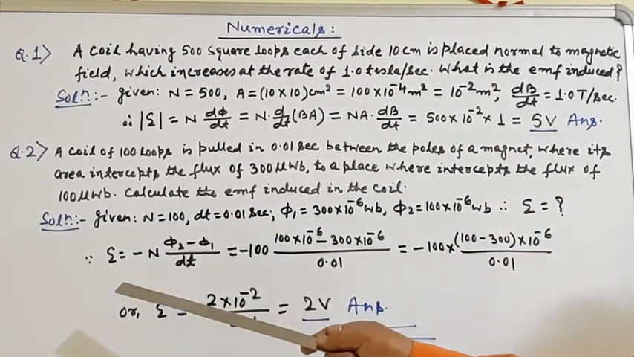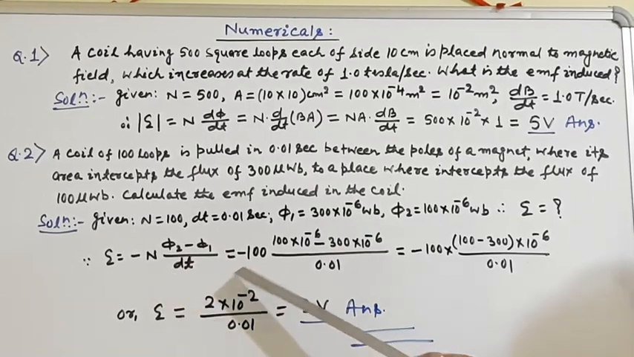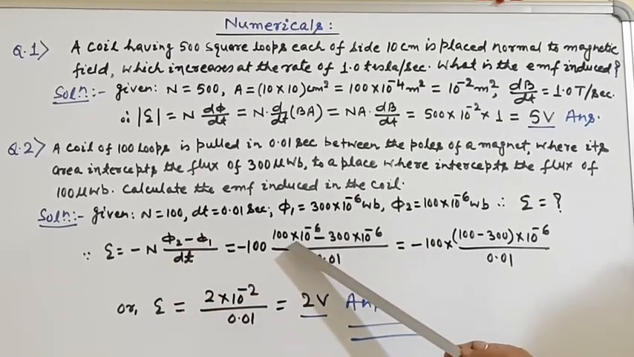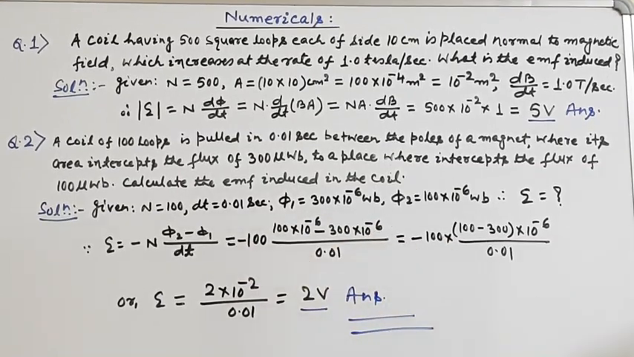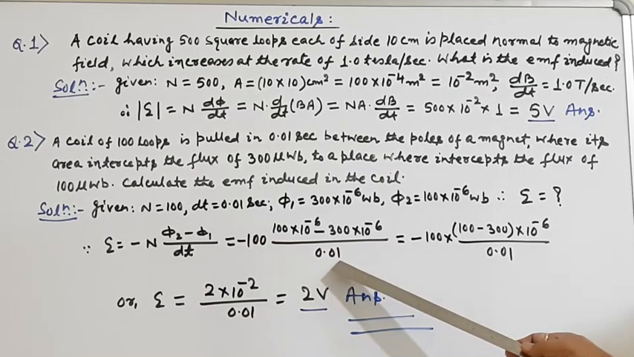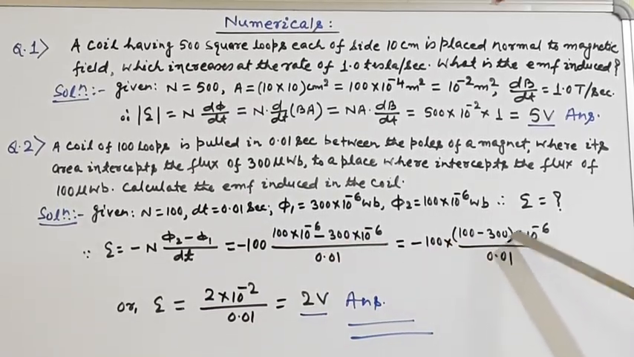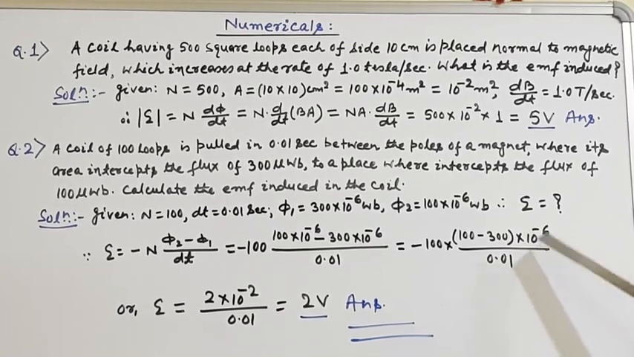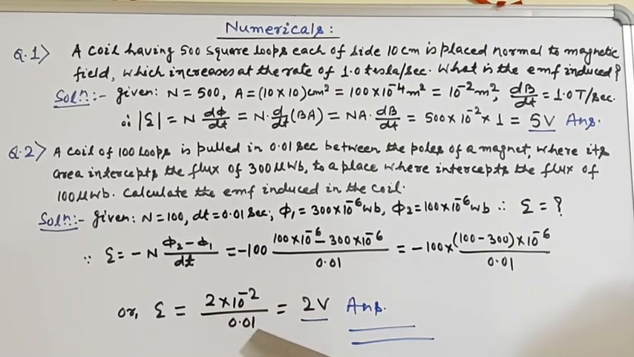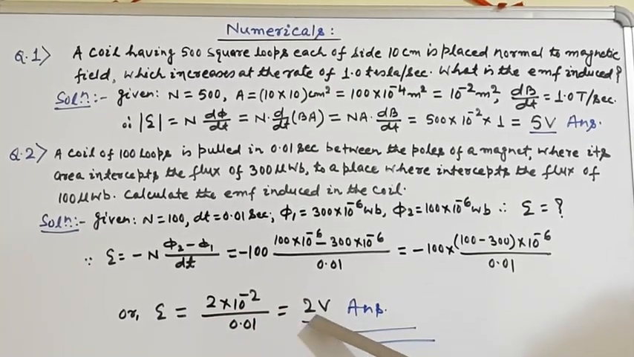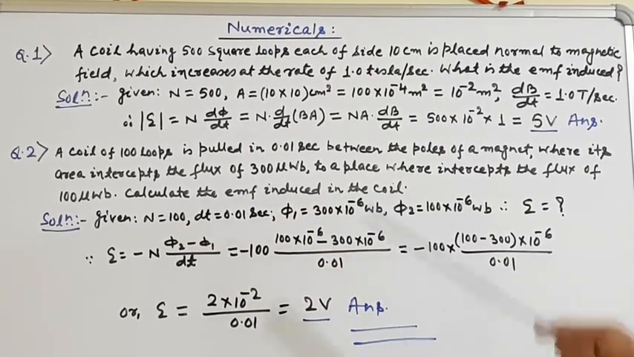Directly put in the formula. E is equal to minus n, (phi 2 minus phi 1) by time. N is given as 100, phi 2 is this one, phi 1 is this one. I have converted microweber to Weber, and time is already given as 0.01. So when we calculate it, it becomes 100 into minus 3 taking 10 to the power minus 6 common, and finally it comes to 2 into 10 to the minus 2 by 0.01, which is equal to 2 volt. So this is the solution of this question. This way we can solve.